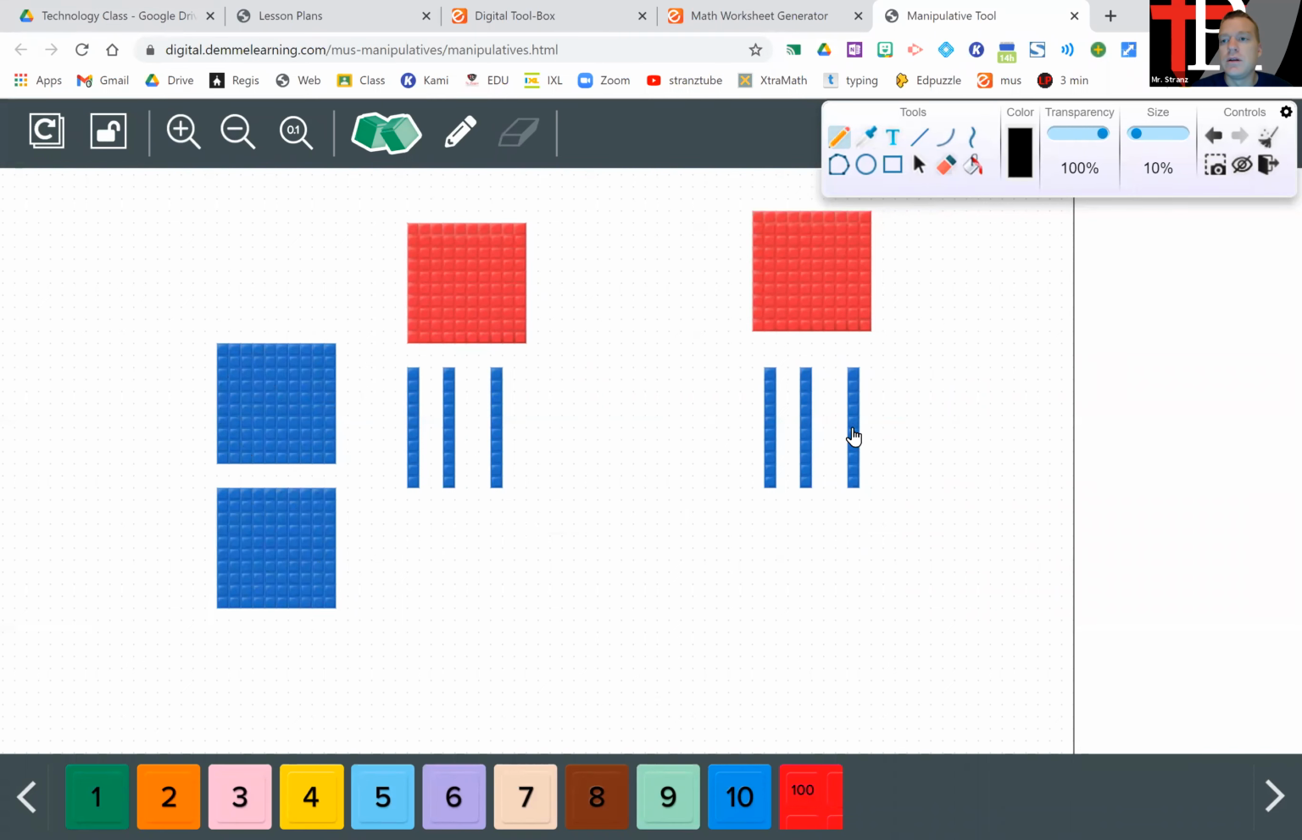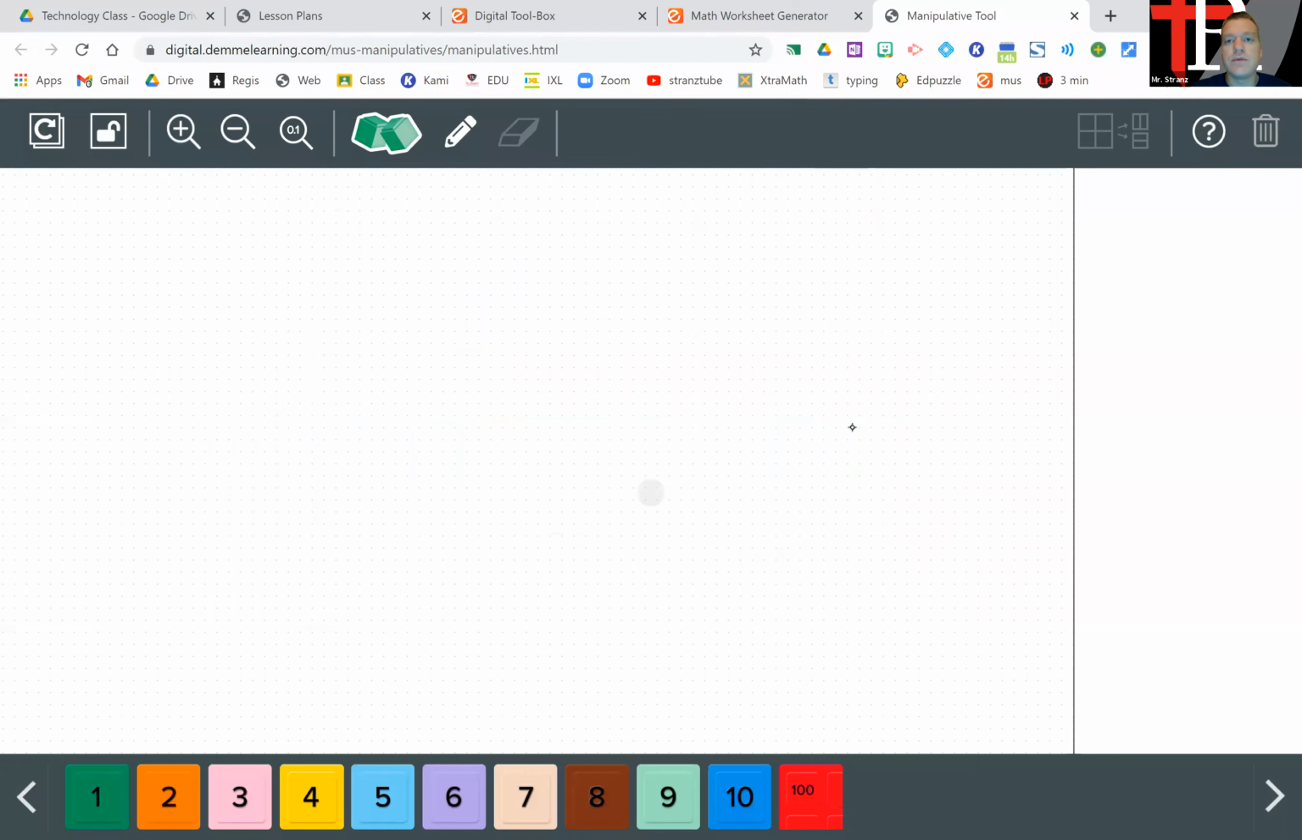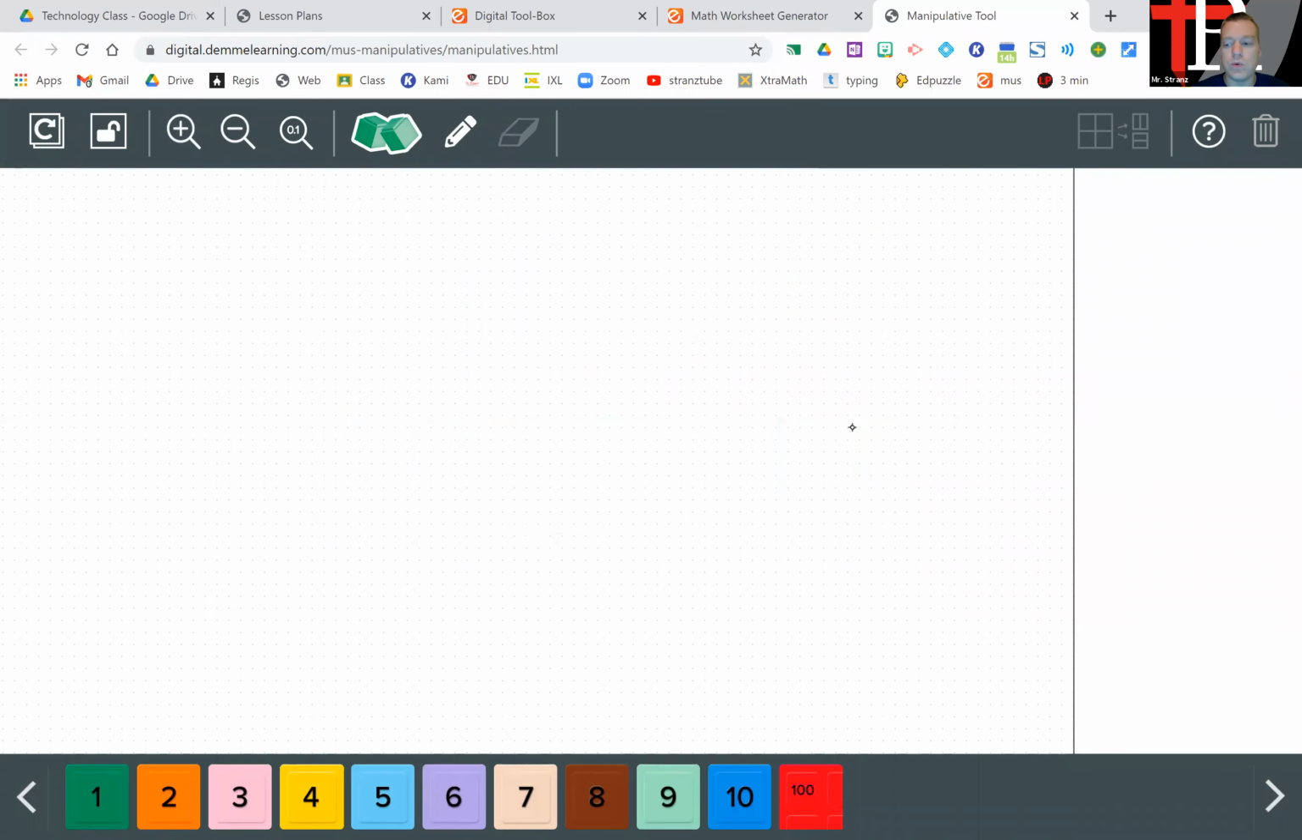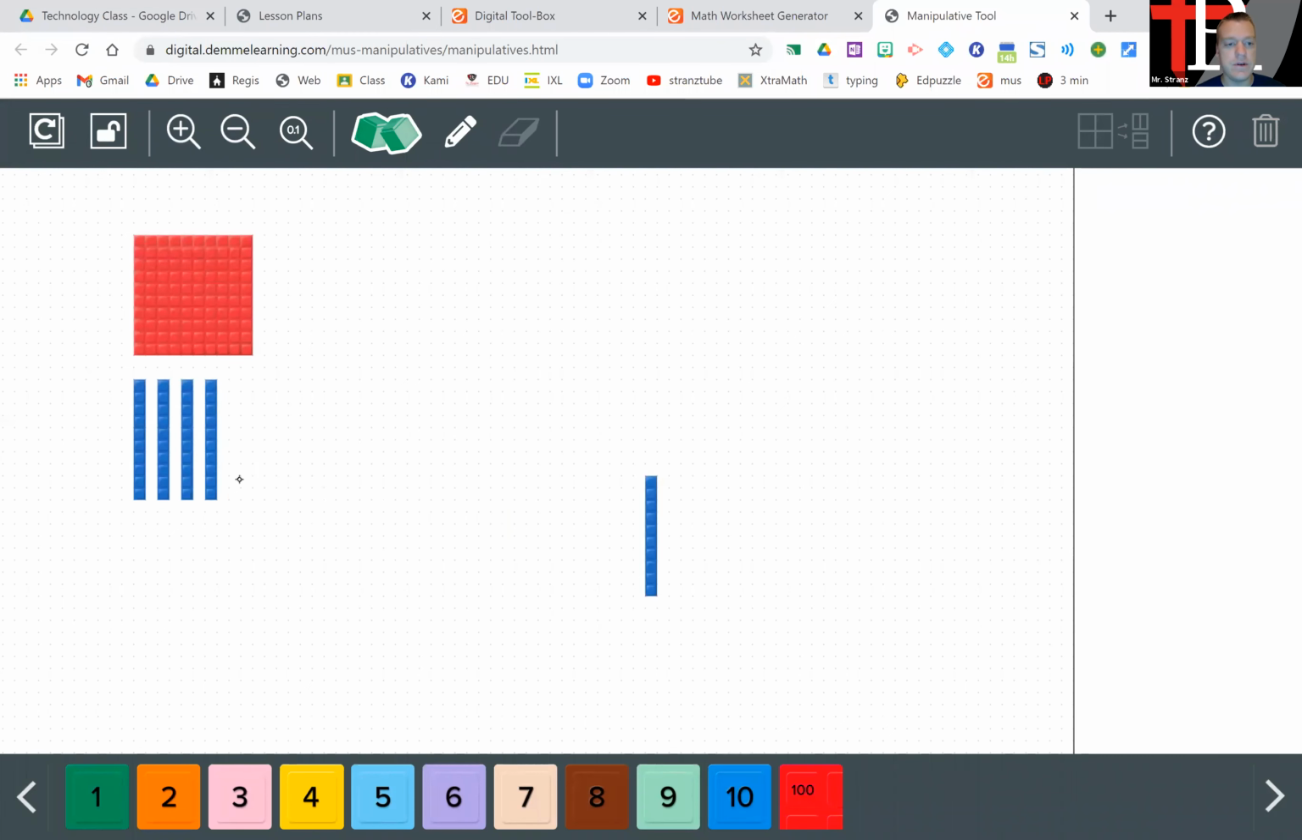Okay, let's look at another one. I'm going to erase all this. If we go back to our worksheet, now we have 1.64 divided by 4. Okay, so we're going to go back. We got 1.64. So I'm going to do it this way now. This is 1, right? I have 6 tenths. 1, 2, 3, 4, 5, and 6.